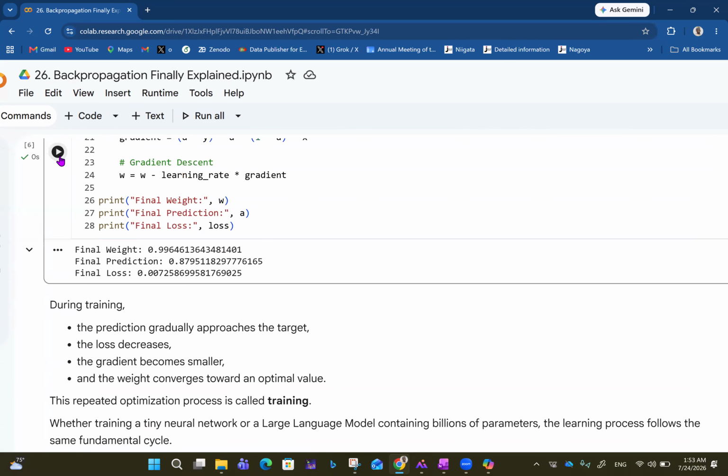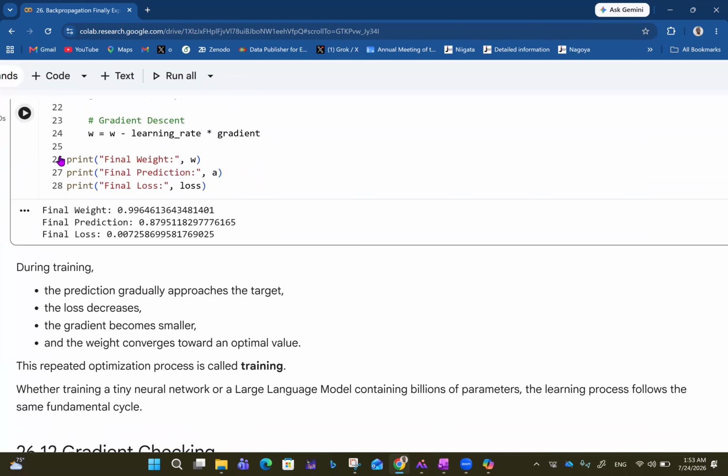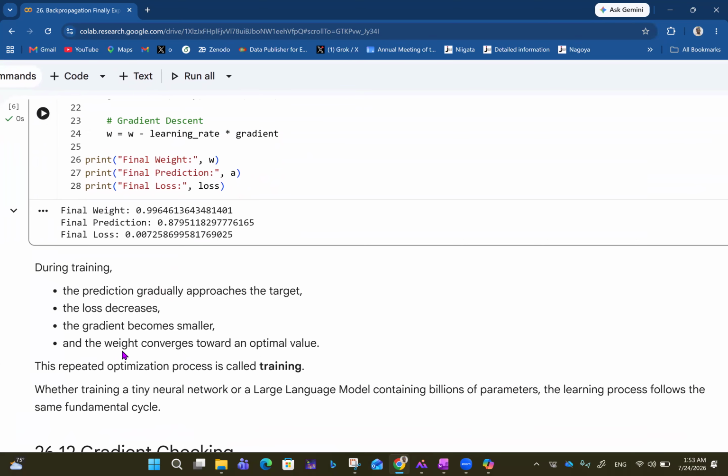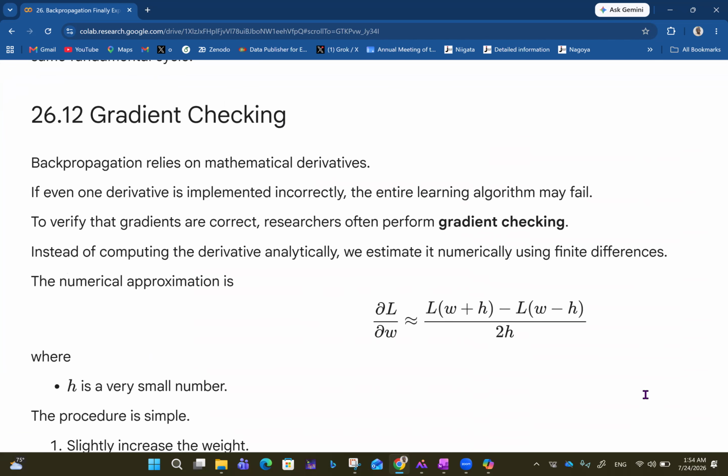So the prediction gradually approaches the target during training. The loss decreases. The gradient becomes smaller. Then the weight converges toward an optimal value. So this repeated optimization process is called training. When you say you are training a model, this is exactly what is happening. Whether training a tiny neural network or a large language model containing billions of parameters, the learning process follows the same fundamental cycle. And then we have the idea of gradient checking.